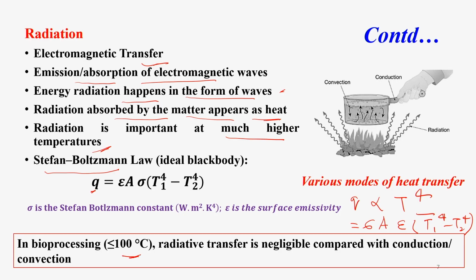Particularly, if you remember, in bioprocessing the temperature is mostly less than 100 degrees centigrade. So radiative transfer is negligible compared to conduction and convection. In this lecture we will be mostly focusing on conduction and convection. The radiation part will not be discussed here.